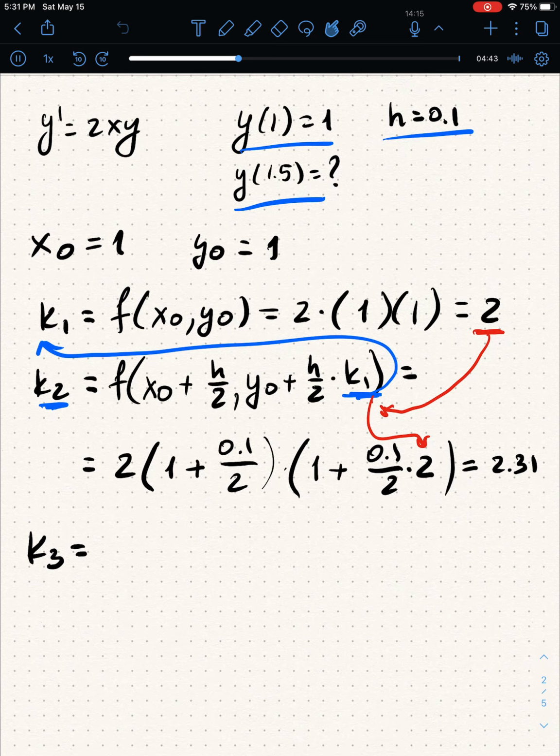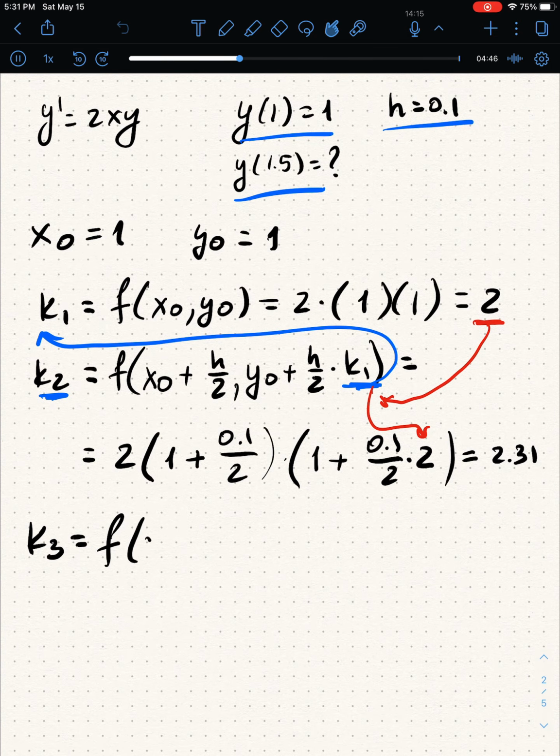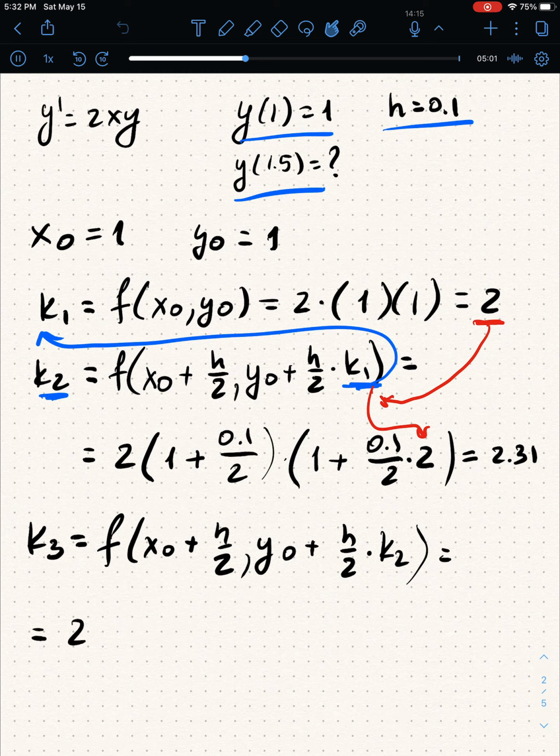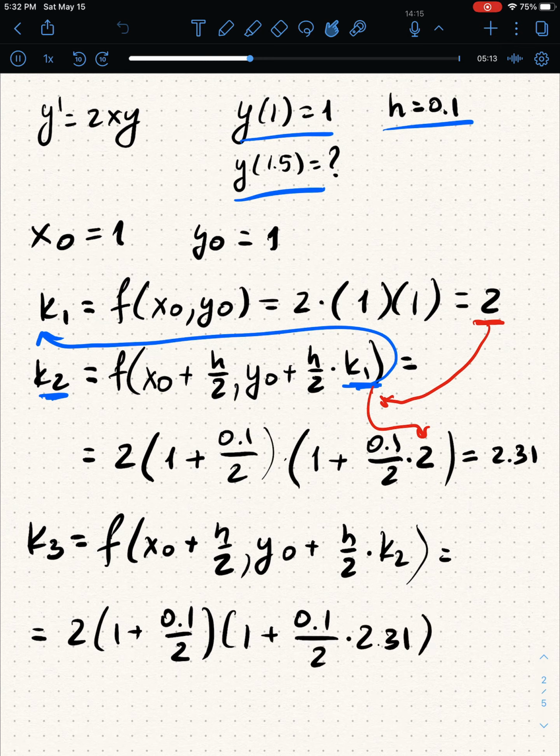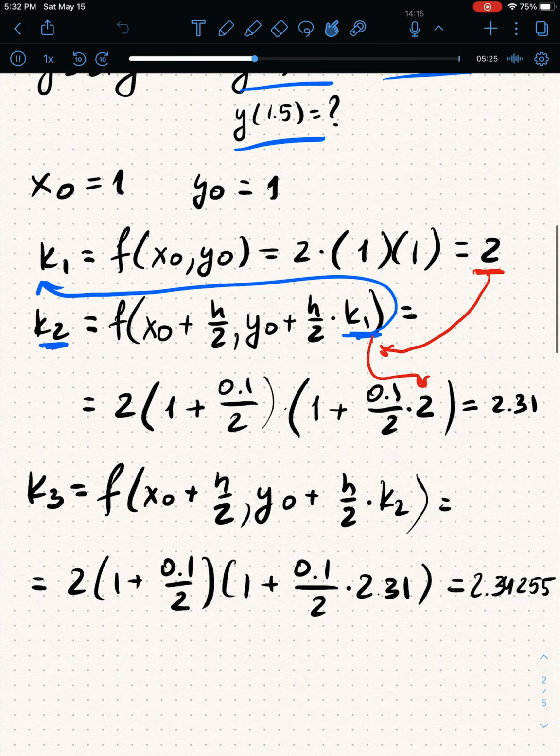Let's calculate K3. K3 resembles K2. It's our function of x naught plus h over 2, and then y, but now we get h over 2 times K2, our previous weight. So we do 2 times 1 plus 0.1 divided by 2, and then 1 plus 0.1 divided by 2, but now times 2.31. Which if we do, we get 2.3425. It's actually an exact value.